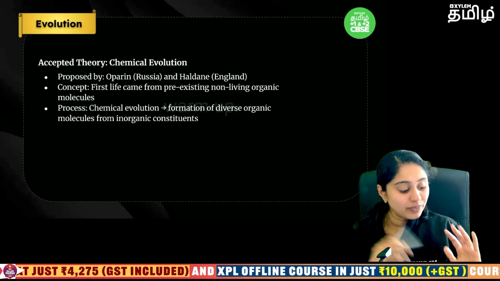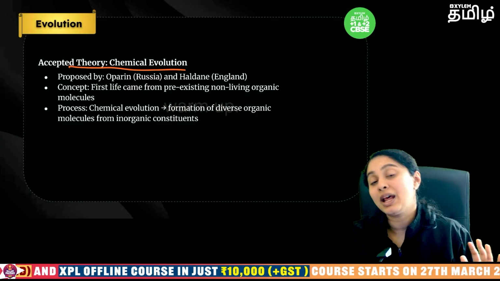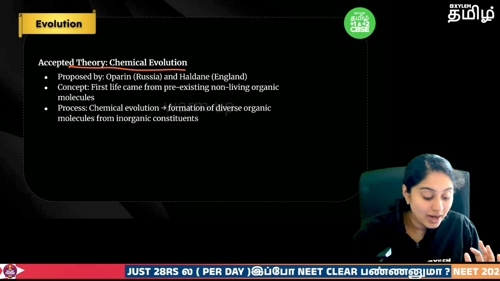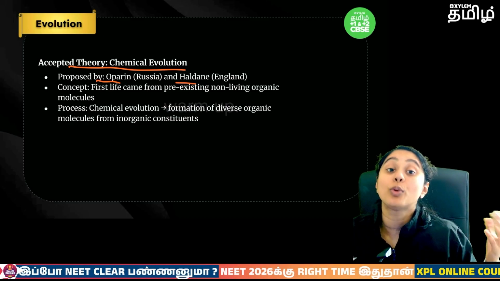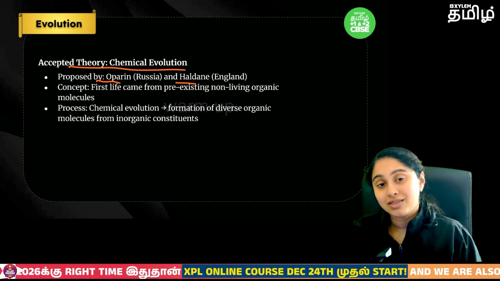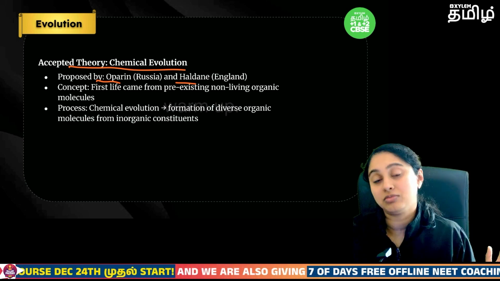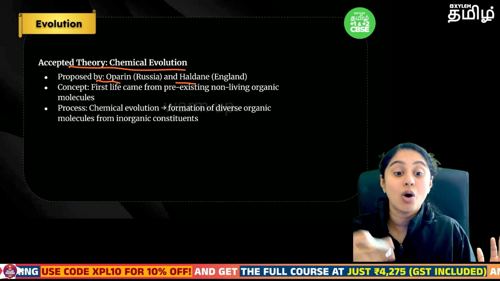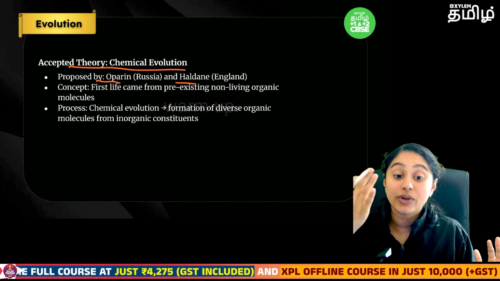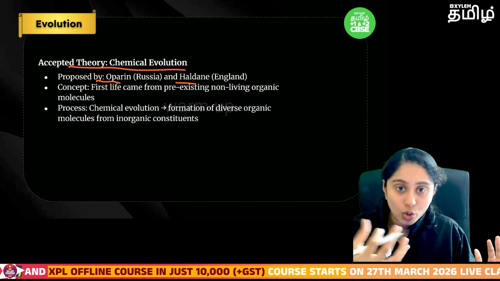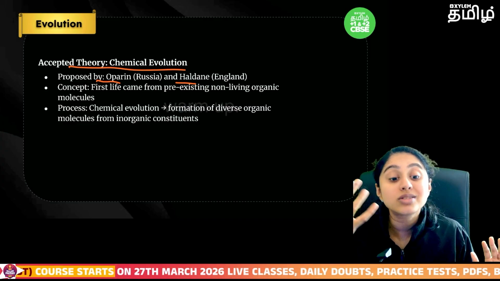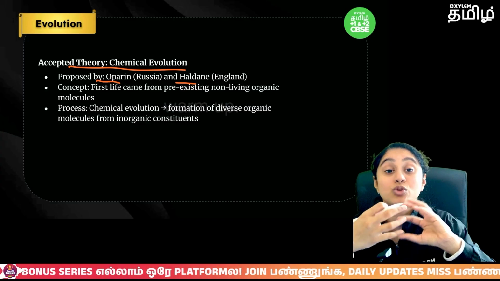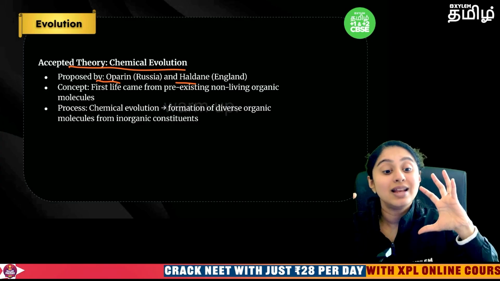Apart from these theories, the theory we accept is called chemical evolution. Chemical evolution was proposed by Oparin and Haldane, two scientists. What they said was there were some inorganic molecules, and from there, in the early earth conditions, some organic compounds were formed. From these organic molecules, slowly we started having non-cellular forms of life, and then one day all of these molecules came together, made organelles, and then formed the first cell.